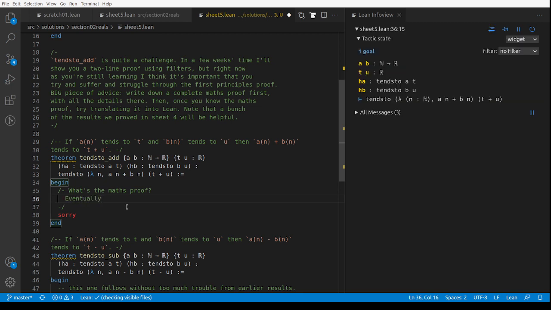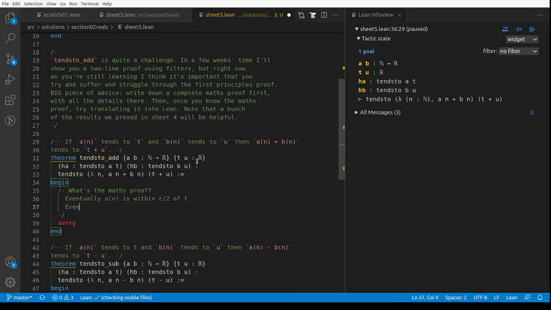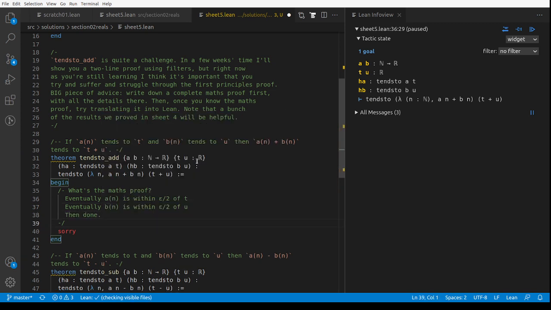The idea is, let me just pause this so it doesn't keep disappearing. Eventually AN is within epsilon over 2. This is the epsilon over 2 proof, the addition one, isn't it? Eventually AN is within epsilon over 2 of T, and eventually BN is within epsilon over 2 of U. And then we are done, right? So that's the argument.